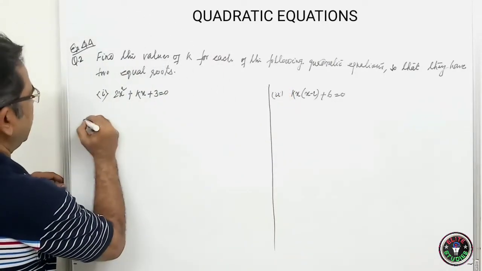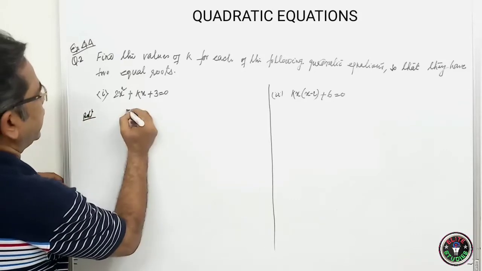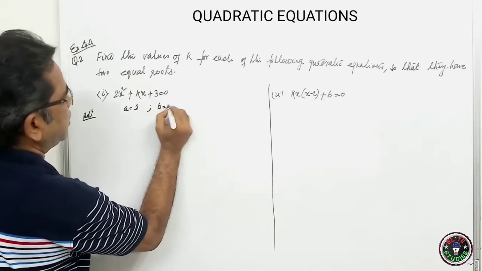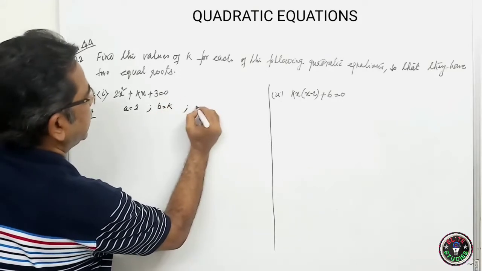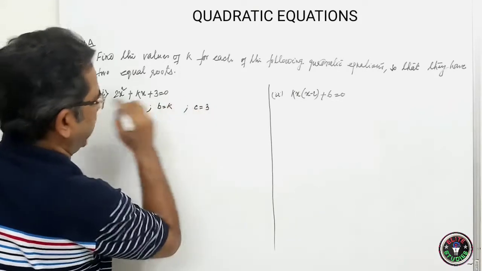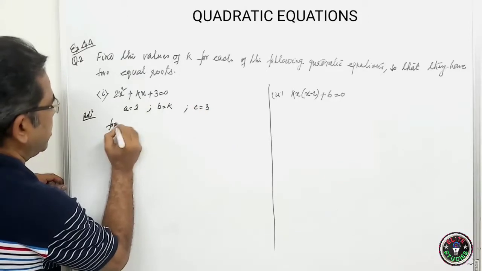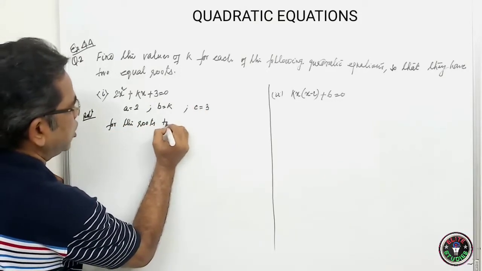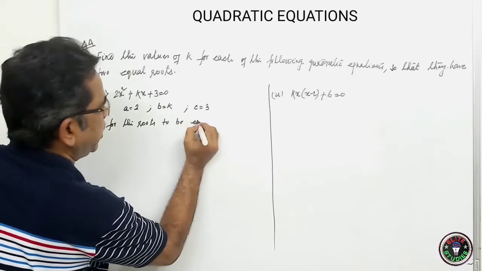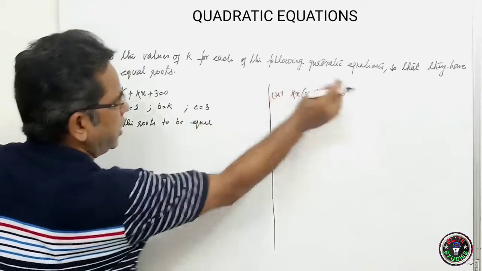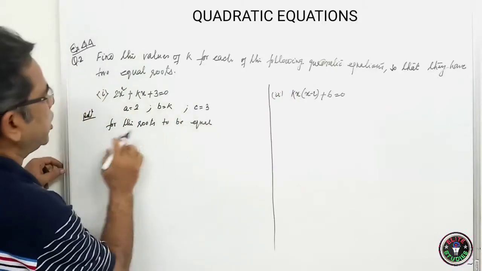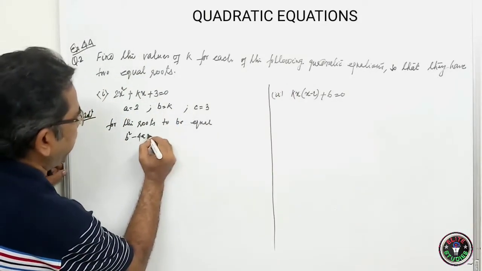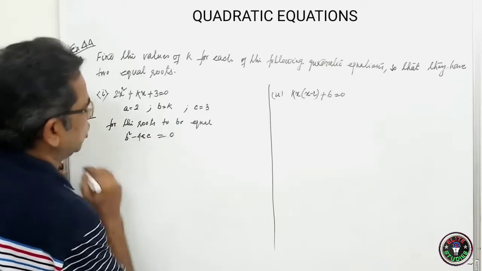Now here, solution. Here a is equal to 2, b is equal to k and c is equal to 3. Now for the roots to be equal, we need that only, so that they have 2 equal roots. For the roots to be equal, b square minus 4ac must be equal to 0.